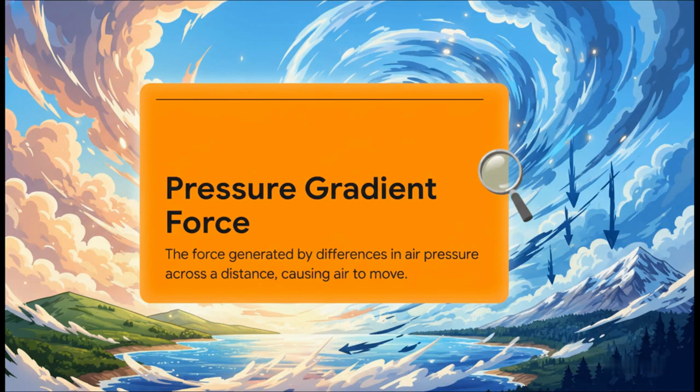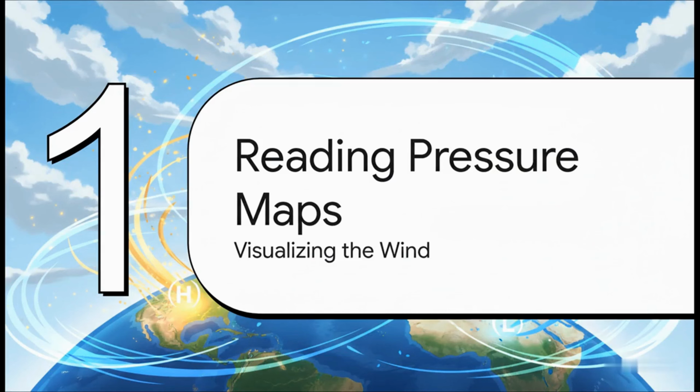There's a fancy science name for this movement, of course. It's called the pressure gradient force. Now, I know that sounds a little complicated, but it's not. It's just a way of saying that when you have a difference in pressure over a certain distance, a gradient, it creates a force. And that force, that's what we feel as wind. Simple as that.